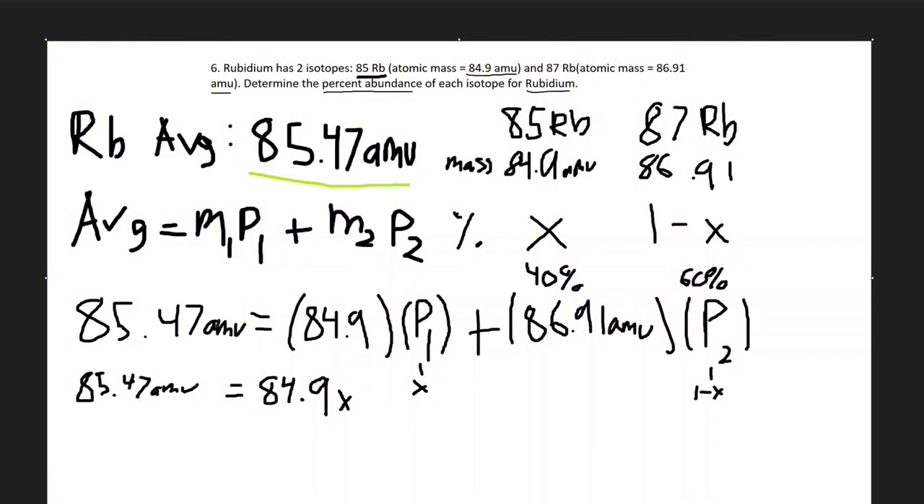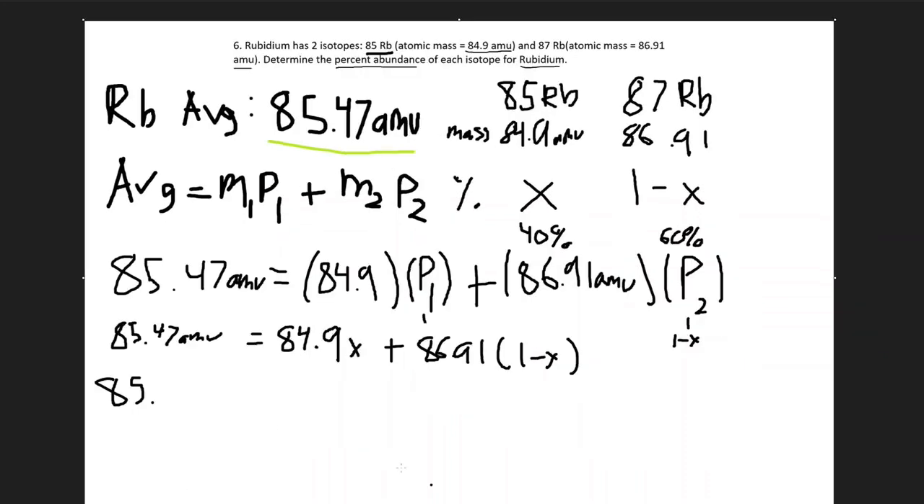So now what we can essentially do is start plotting out this algebraic equation. 85.47 equals 84.9x plus 86.91 times (1 minus x), which then turns into 84.9x plus 86.91 minus 86.91x.